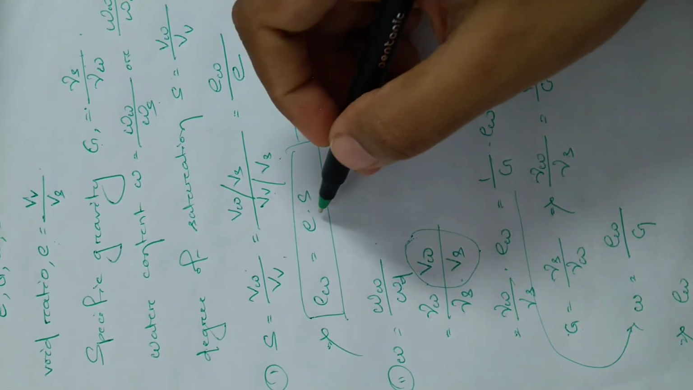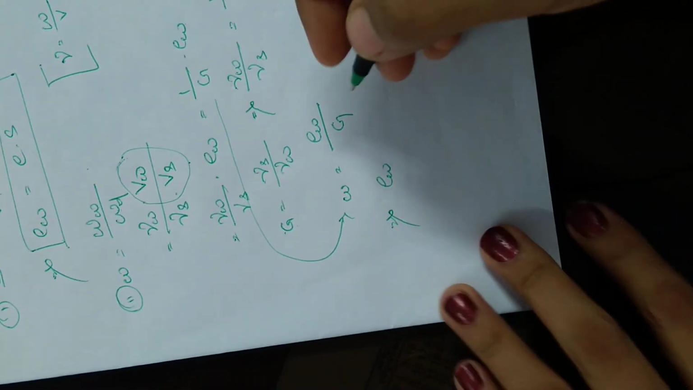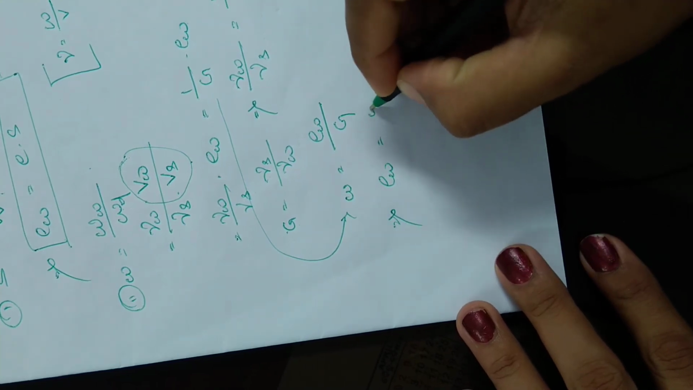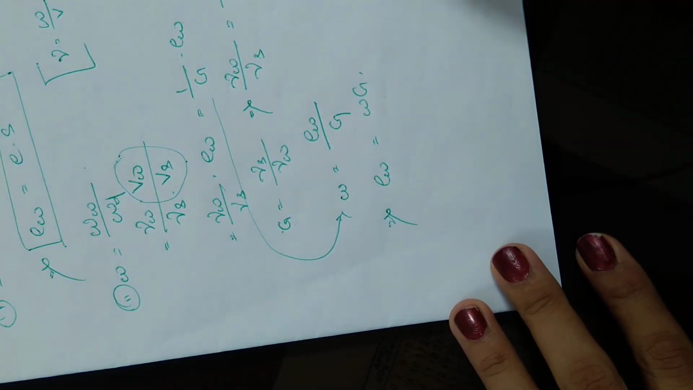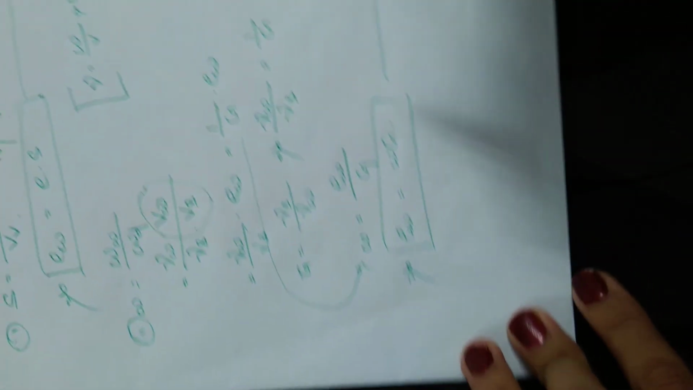Just simplifying this equation, W is equal to EW by G. In this step also I will take G to the right hand side and EW to the left hand side, so EW is equal to W into G. This is my equation 2.